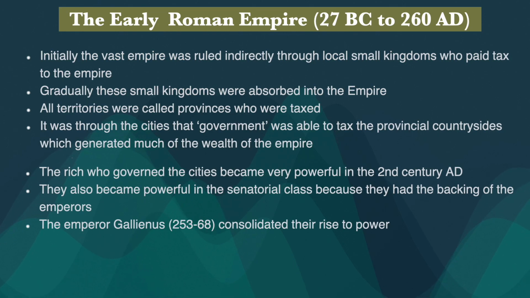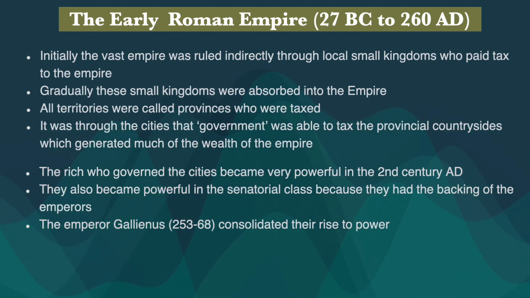The early Roman Empire. Initially, the vast empire was ruled indirectly through local small kingdoms who paid tax to the empire. Gradually, these small kingdoms were absorbed into the empire and they were called provinces. The provincial countryside was taxed by the provincial governors located in the nearby cities. Provinces were a major component of the empire's income.